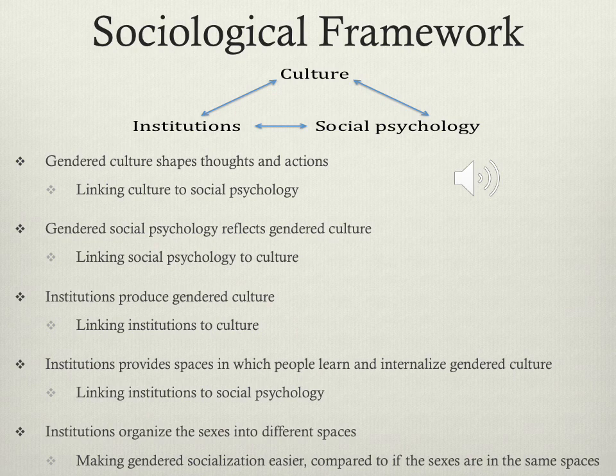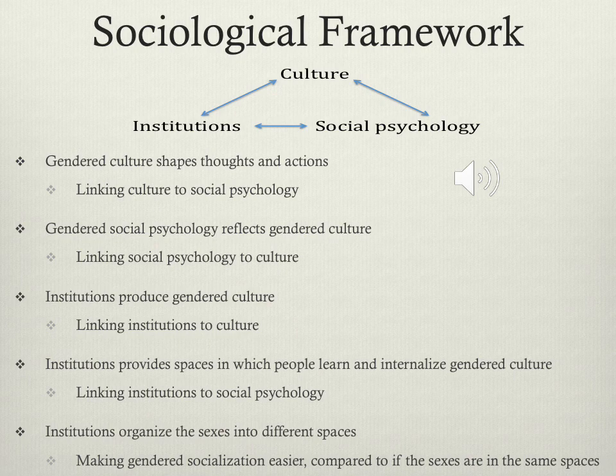So here we're looking at interactions with our family within the living room, interactions with our peers at the lunch table at school, interactions with the media, whether at home or in our cars or at a movie theater. So the interactions inside the institutions link the institutions to our social psychology, making it how we internalize that culture to make it part of our social psychological makeup.